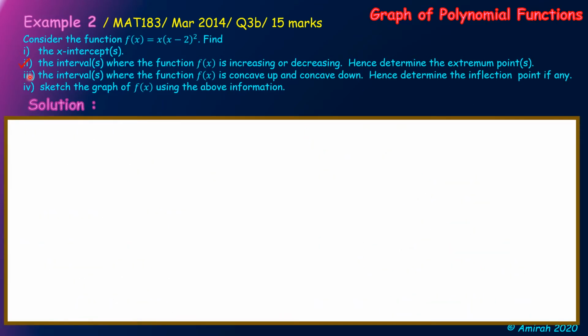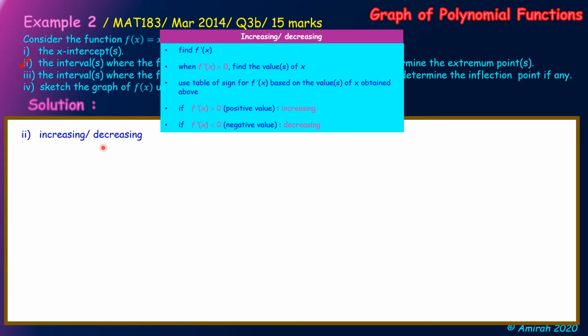We continue with Roman 2, the interval where the function is increasing and decreasing. To find whether the function is increasing or decreasing, we can follow these steps. First, find f prime x. In the previous slide, we already found f prime x. Then we need to equate f prime to 0 and find the value of x. This step was also done in the previous slide.